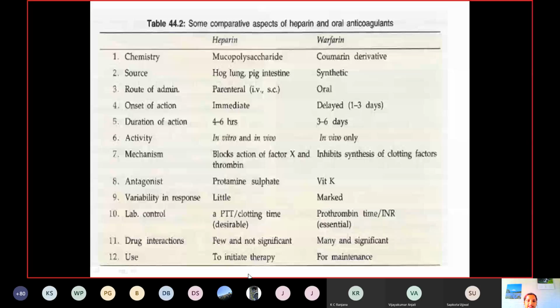Use is to initiate therapy. Heparin is always used for the starting of the treatment, whereas warfarin is for maintenance. After giving heparin, you can maintain with warfarin as the maintenance dose. After 5 to 7 days of giving heparin, you can give warfarin as maintenance therapy. So these are the important differences between heparin and warfarin.